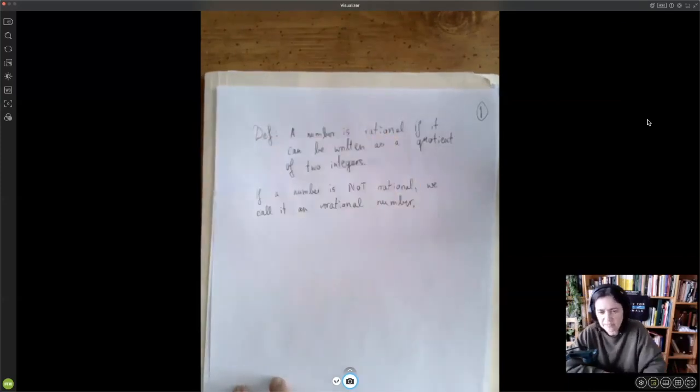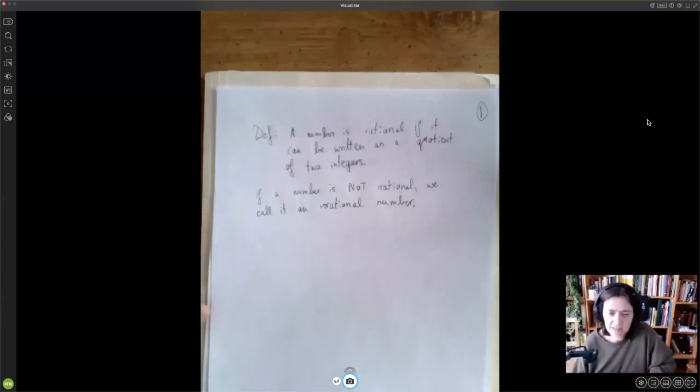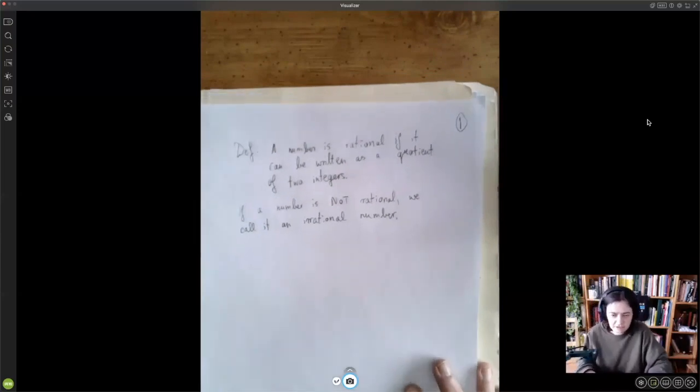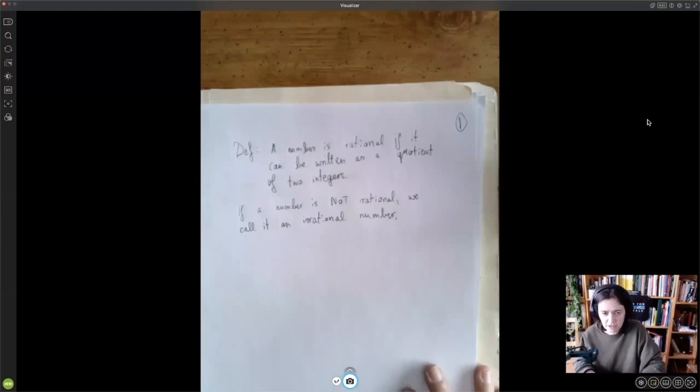And I'm pretty sure it was with you guys that we proved that square root of 2 is irrational, that there cannot be two integers so that if you divide one by the other, you get a number that squares to 2. It's just not possible.